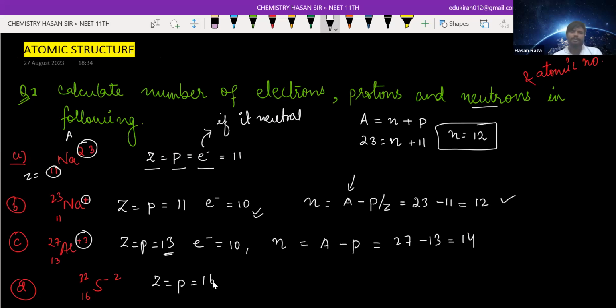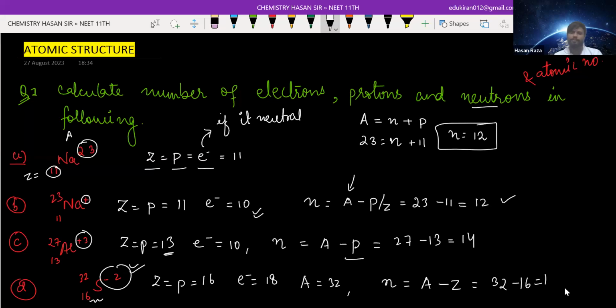Now here you can see Z is equal to P. That will be equal to 16. And the electron here, you can see it should be 16, but minus 2 is there. That means it gained 2 electrons. So it will be 18. And here A will be equal to 32. In order to calculate the number of neutrons, A minus P or A minus Z. I'm writing both because they are equal. So mass number 32 minus Z, that is equal to 16. Is that all correct for you, Rishita, Abdullah, Siddika, Akib and Yasir? Yes, sir.